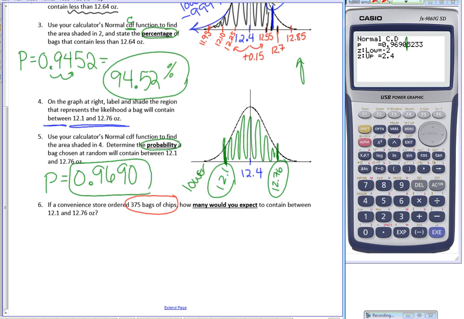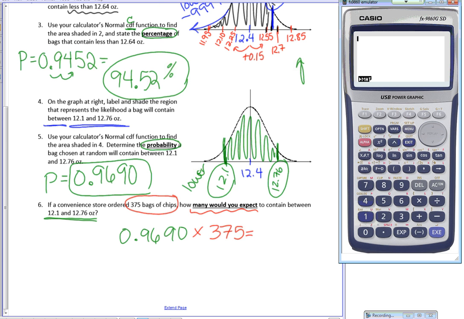So in the next question, we're still dealing with the same amount, but now we say we're going to order 375 bags of chips, and we want to know how many bags of chips would you expect to contain between 12.1 and 12.76. So our probability that we just got in the last question was the 0.9690. That's the probability that I'm there times the 375 bags of chips. So for that, I would want to be in my regular run menu on my calculator. Let me get rid of the marks.